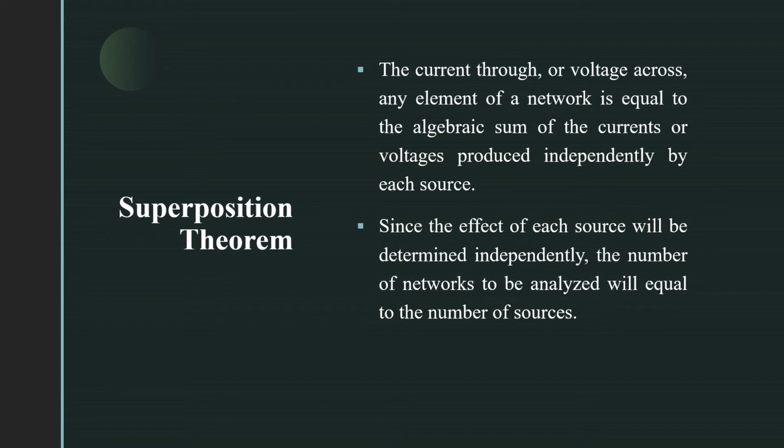Since the effect of each source will be determined independently, the number of networks to be analyzed will be equal to the number of sources. It means that if we have two or more sources in the network, we have to analyze our whole network a number of times equal to the number of sources. For example, if we have two sources in the network, we have to analyze our network 2 times. If we have 3 sources in our network, we have to analyze our network 3 times.